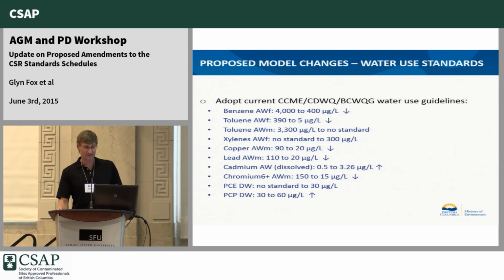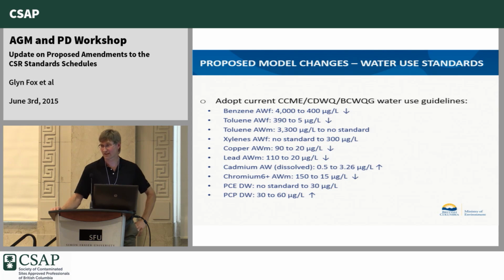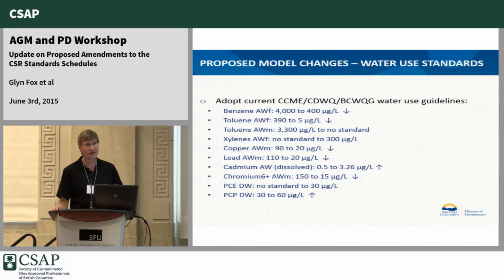For benzene, currently it is 4,000 for AW fresh, and in the BC Water Quality Guidelines it's 400. So it's a factor of 10. I think you can all pretty well figure it out: if we drop the receptor concentration by a factor of 10, then we know our soil standard has to decrease. Same thing with toluene. We know the current water quality guideline is 5. It's currently 390.